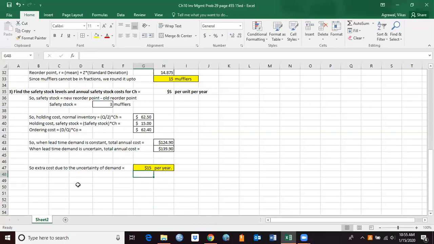That's how much extra you're going to incur if you carry that extra 3 mufflers as a buffer, as safety stock, and that will protect you 87.5% of the time from stock outs. So that's something you have to keep in mind.